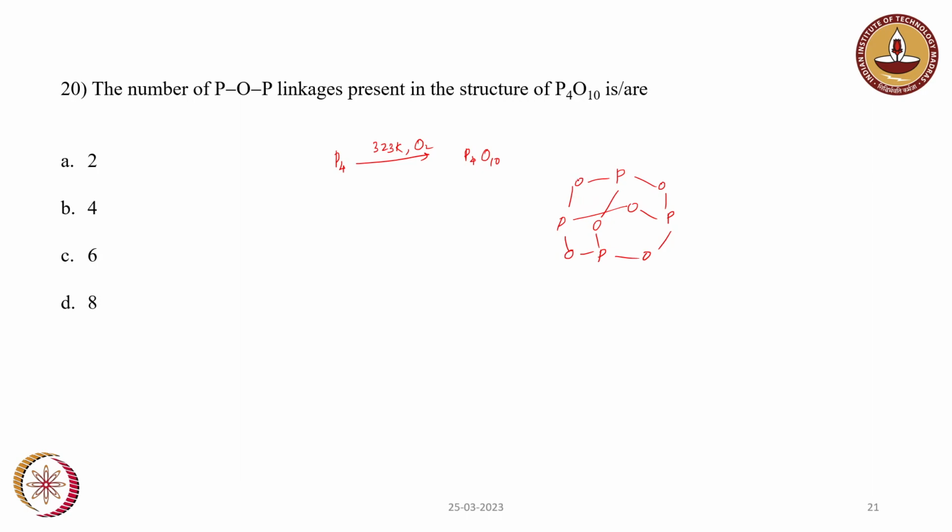So number of POP linkages. So this one is 1. Also double bond O is present. The total is P4O10. So this one POP, the second one, third POP bridge, and fourth one, this is the fifth one, and POP, this is the sixth one. So option C is the answer.